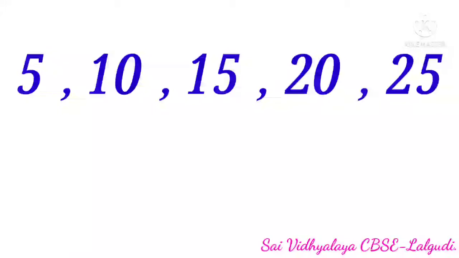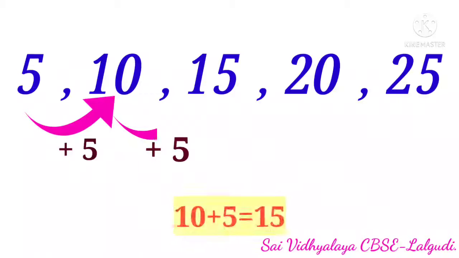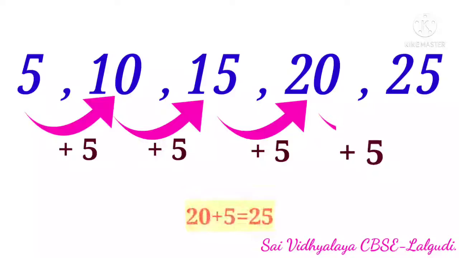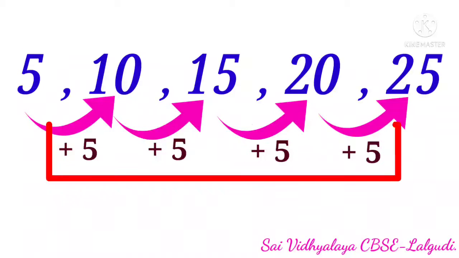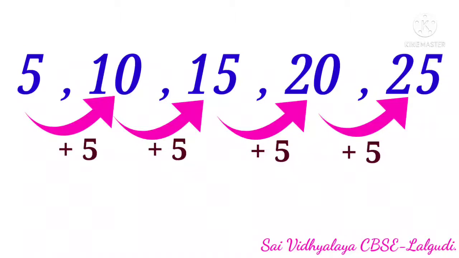Next, 5, 10, 15, 20, 25. 5 plus 5 is 10. 10 plus 5 is 15. 15 plus 5 is 20. 20 plus 5 is 25. We have to add number 5 repeatedly to get this pattern.